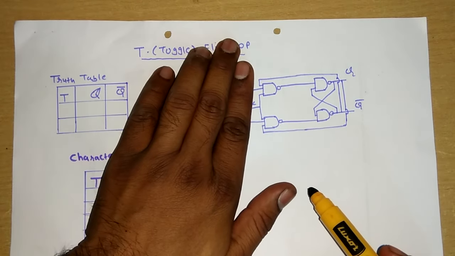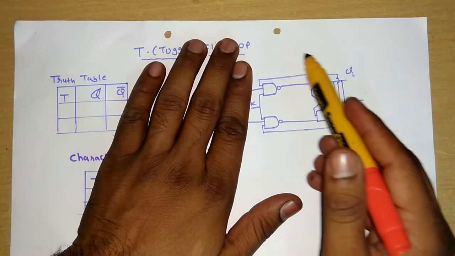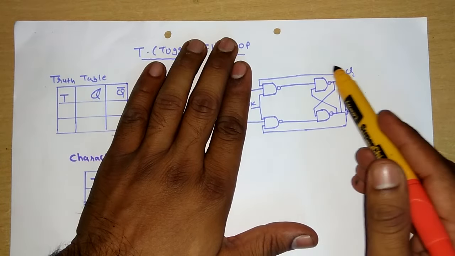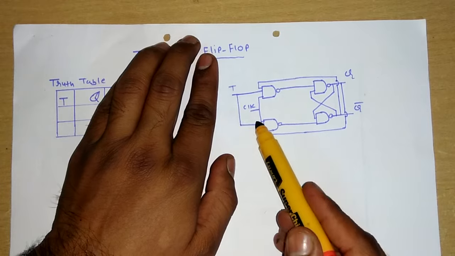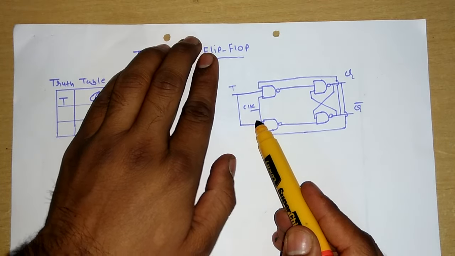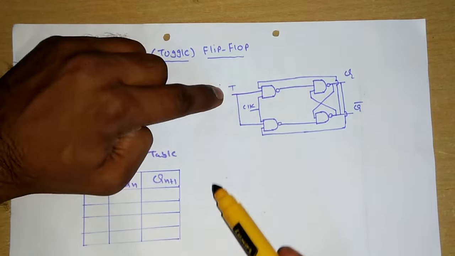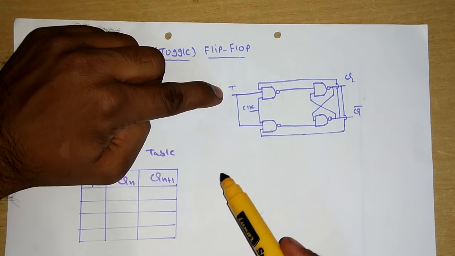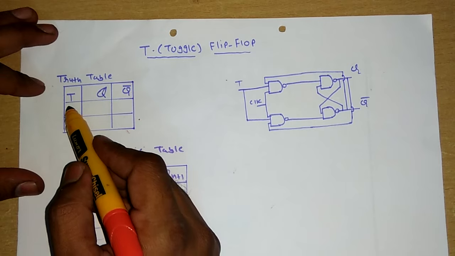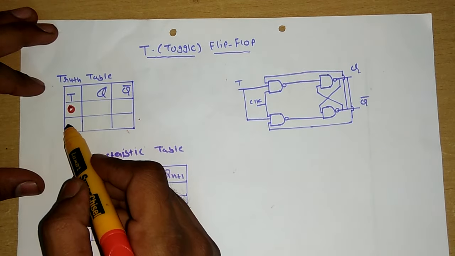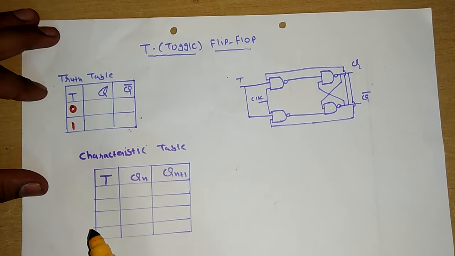So in the T flip-flop, you can remember, first you need to draw the JK flip-flop, and the inputs J and K, you have to short them. You have to short these two inputs J and K, and that is termed as T. So now it has only one input, so only two possibilities are there. Either your T can be 0 or it can be 1. You need to remember the truth table.